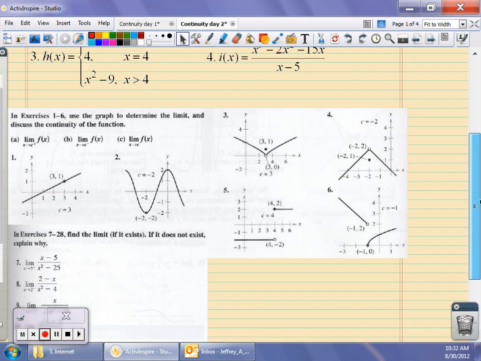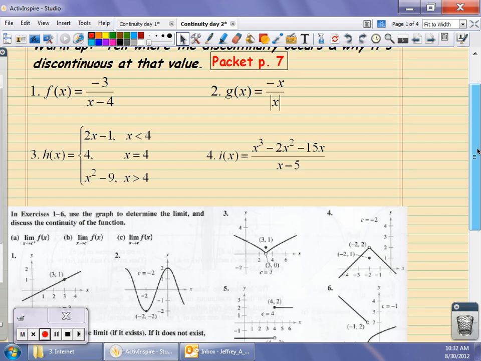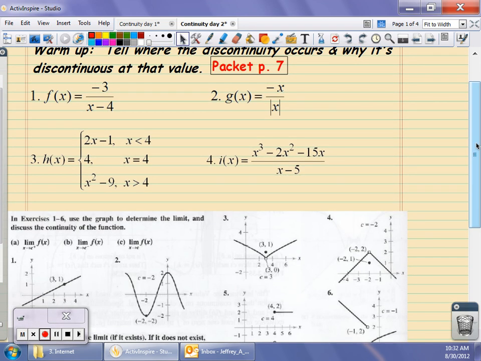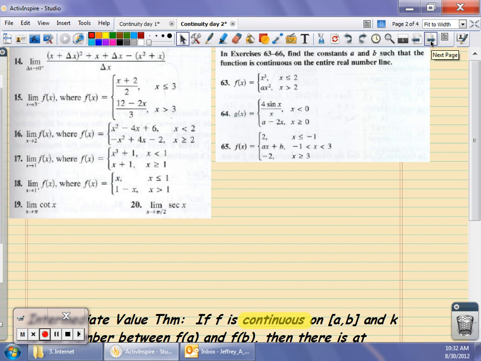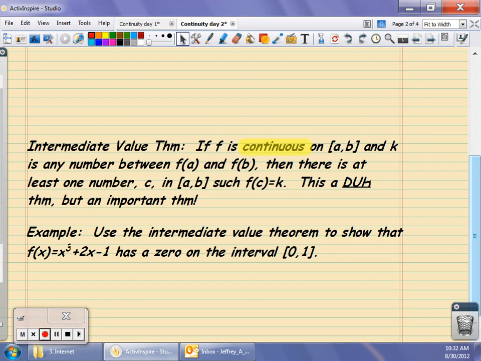If you're in my class, you'll do the warm-up in class and go through the homework during class. But I want to look particularly right now at the intermediate value theorem.